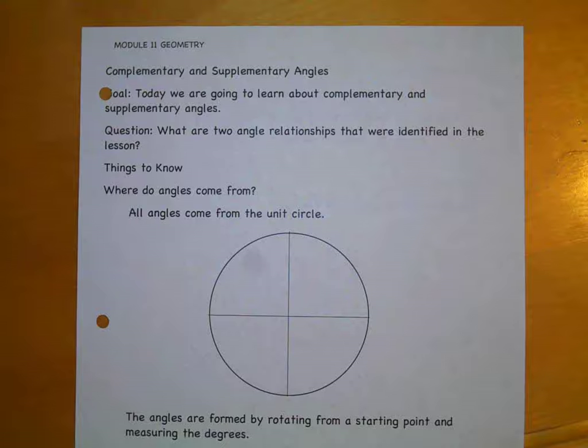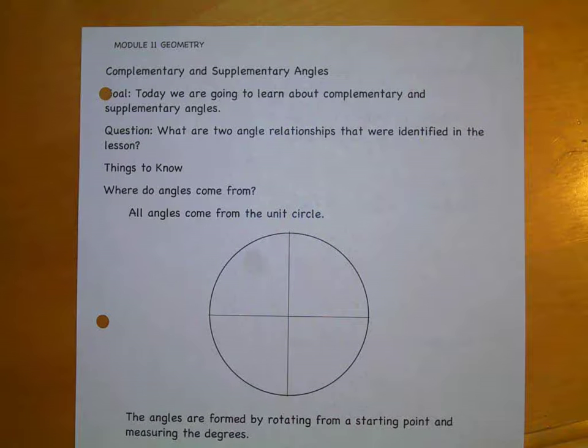All right, so things to know. Where do angles come from? Angles are actually parts of a circle, and so all angles come from the unit circle. Some of you are thinking, well, that's interesting because we talked about circles yesterday, and that is correct.